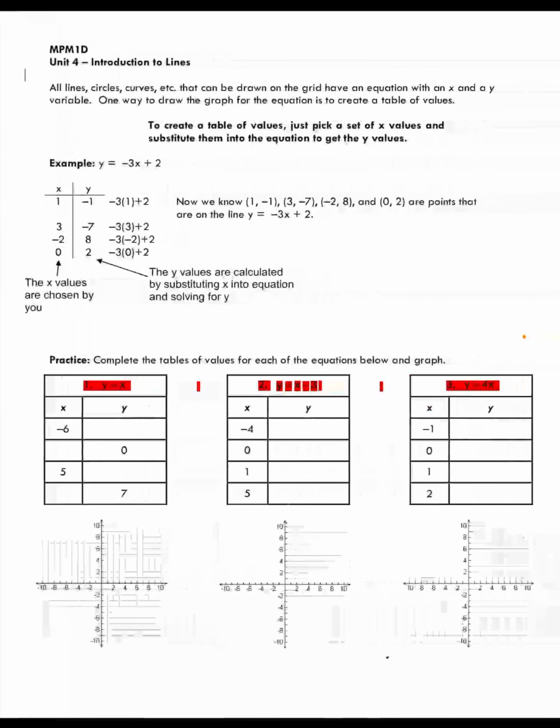Okay, now on the next page it says all lines, circles, curves, etc. that can be drawn on the grid have an equation with an x and a y variable.